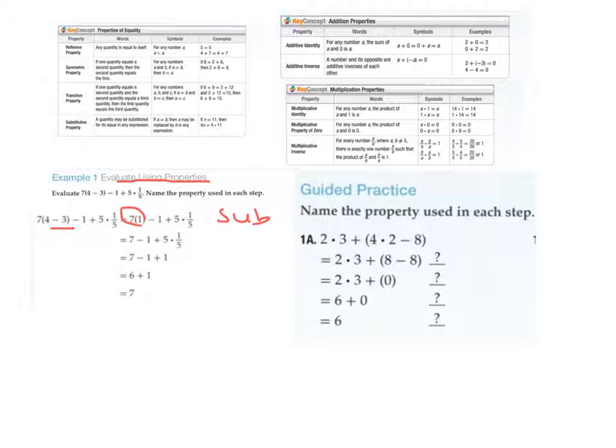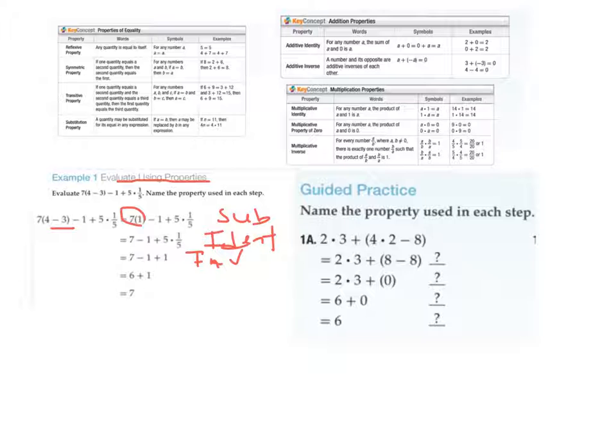Next, we look at the next version, and we have 7 times 1 gives us the identity property, because that's how we got 7. 7 times 1 keeps the identity. The next part of the problem we look at is when you take 5 times 1/5, that's its inverse, so we have the inverse property.